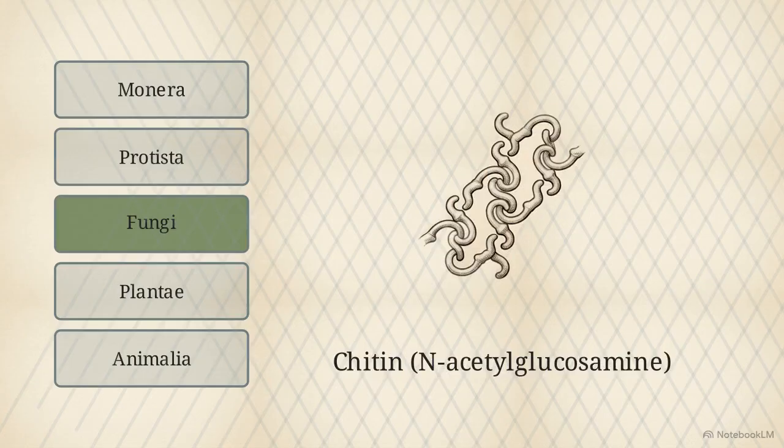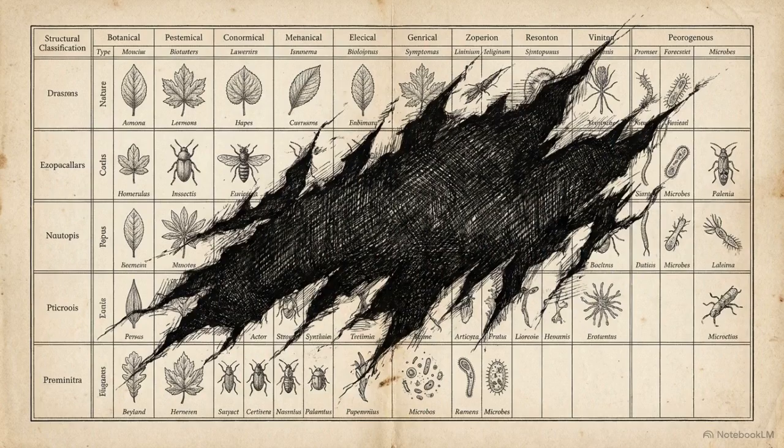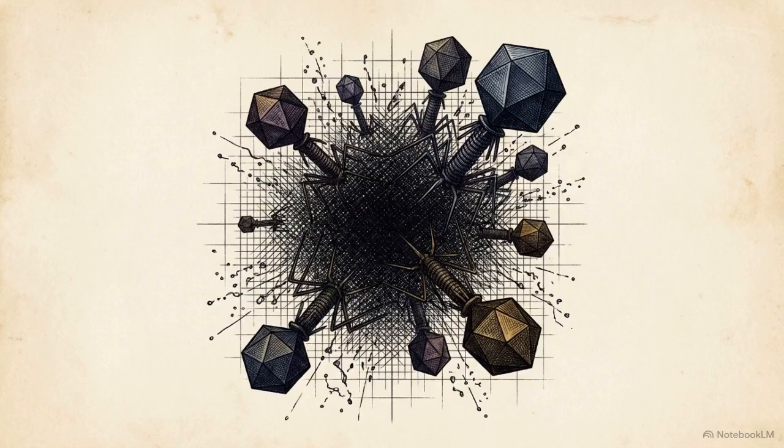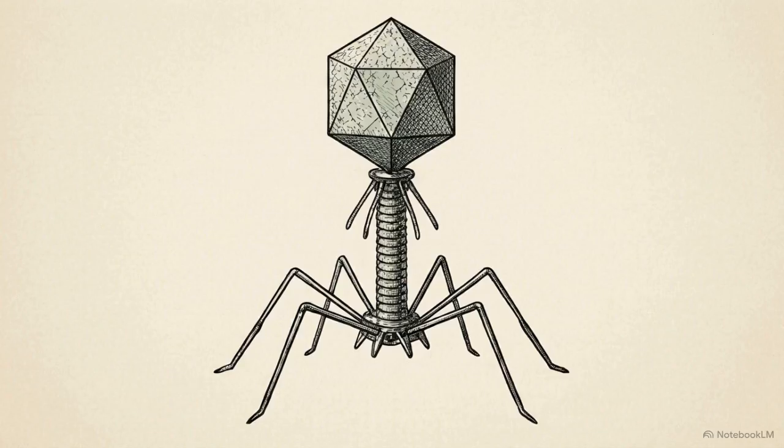Zooming into the biochemical level of this fungal wall reveals a structural difference. It is built from chitin, a polymer of N-acetylglucosamine. This is a completely different chemical architecture than plant cellulose. The five-kingdom matrix organizes cellular life perfectly, but it contains a massive systemic blind spot. The parameters demand the presence of a cell, rendering the matrix entirely useless when confronted by infectious entities that lack cellular machinery. Viruses break the parameters.